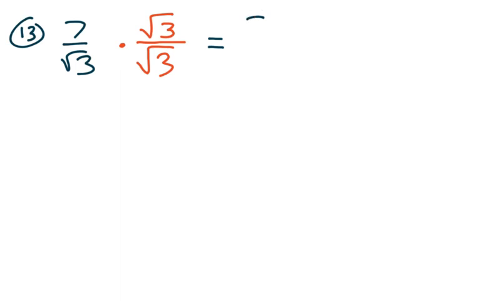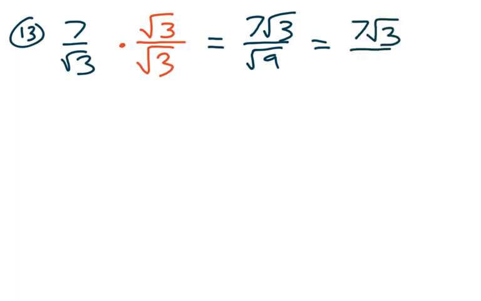So on the top, I'll have 7 square roots of 3. And on the bottom, square root of 3 times square root of 3 is the square root of 9. Well, hopefully we know the square root of 9. The square root of 9 is just 3, so this is 7 square roots of 3 over 3. And now my square root is not on the bottom. I can't simplify anything else, so this will be my answer.